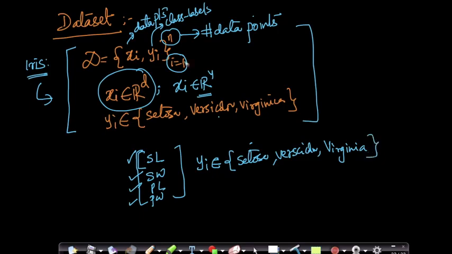This is one way of representing a data set. There are other ways. We'll see one other very useful way of representing a data set, but this is one way of representing it.